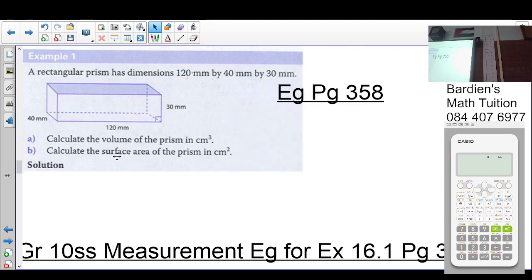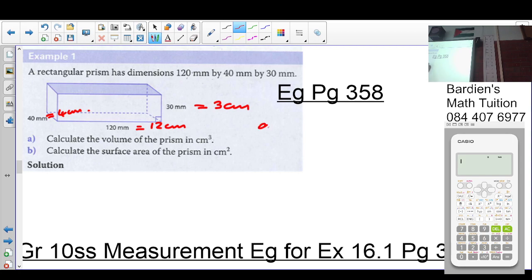So looking at example 1, we are told a rectangular prism has the dimensions 120 millimeters by 40 millimeters by 30 millimeters there. The question says calculate the volume of the prism in centimeters cubed. So in other words, what I can do is first convert everything to centimeters. This is going to be easier from there. So the height is simply going to be 3 centimeters. The length is 12 centimeters. And the breadth is 4 centimeters.